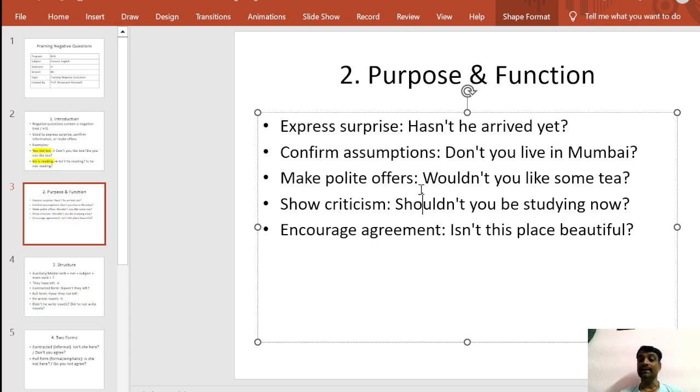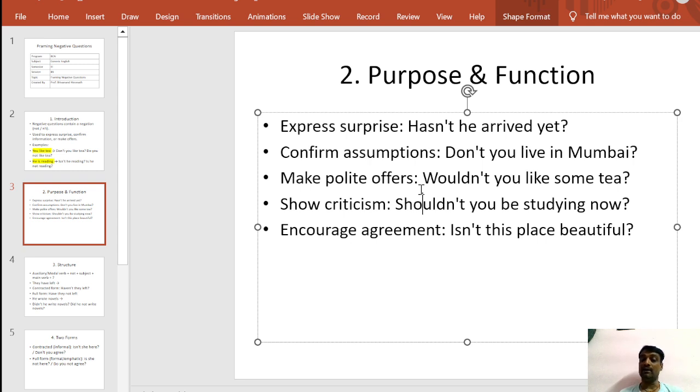Next, we use negative questions to make polite offers: "Wouldn't you like some tea?" That is how. And to show some criticism also, the last usage of negative questions: "Shouldn't you be studying now?" This means one who is not studying well, or who might be out of college or school.